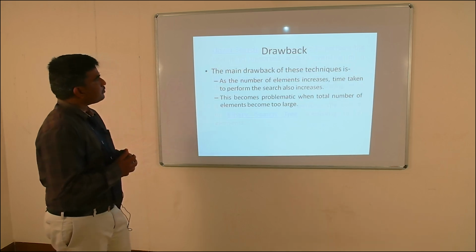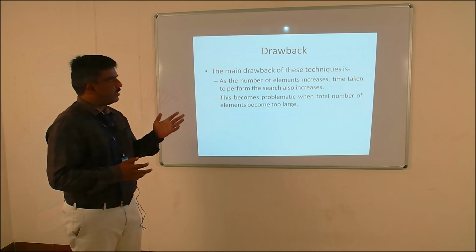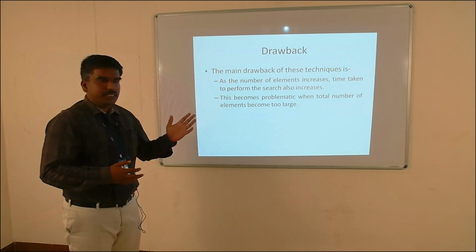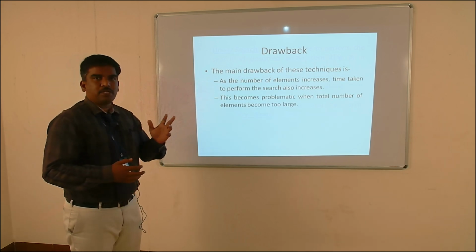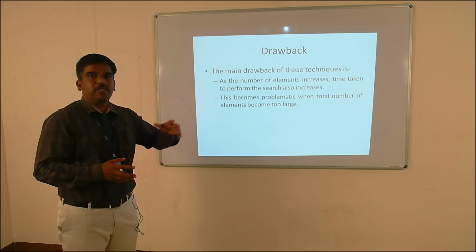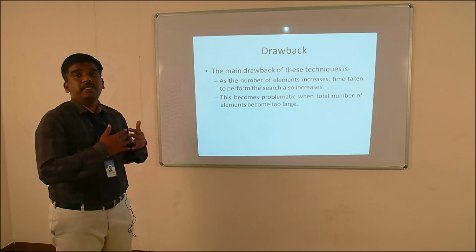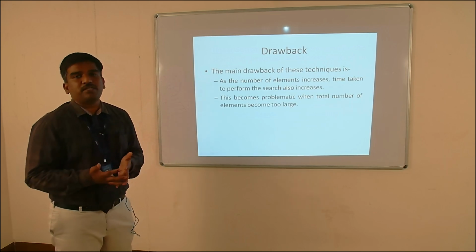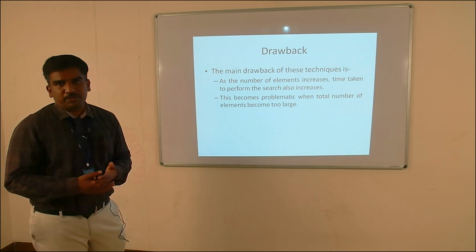Next. You can see the main drawback of these techniques is, as the number of elements increases, the time taken to perform the search also increases, right? And this becomes very problematic when compared to the last three techniques. But in hashing, it is very fast, it can search the element at a very speedy rate, right?